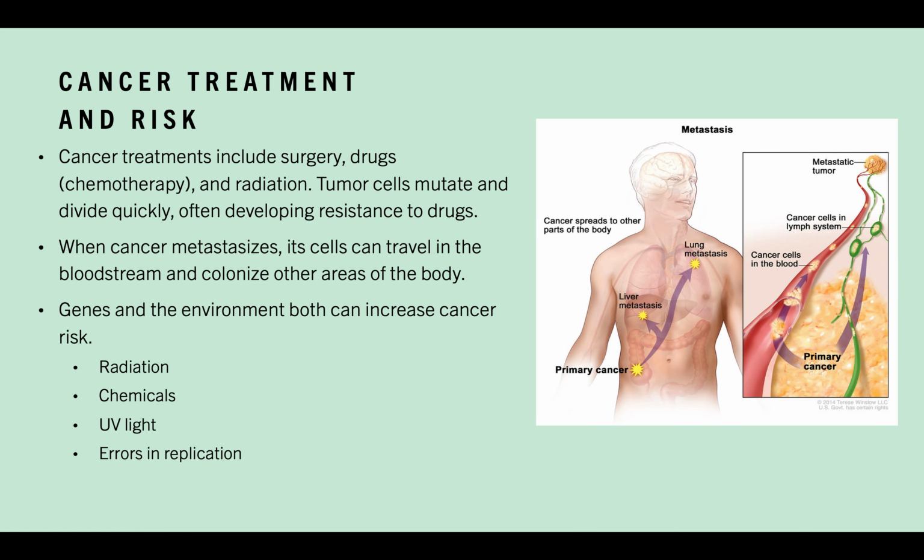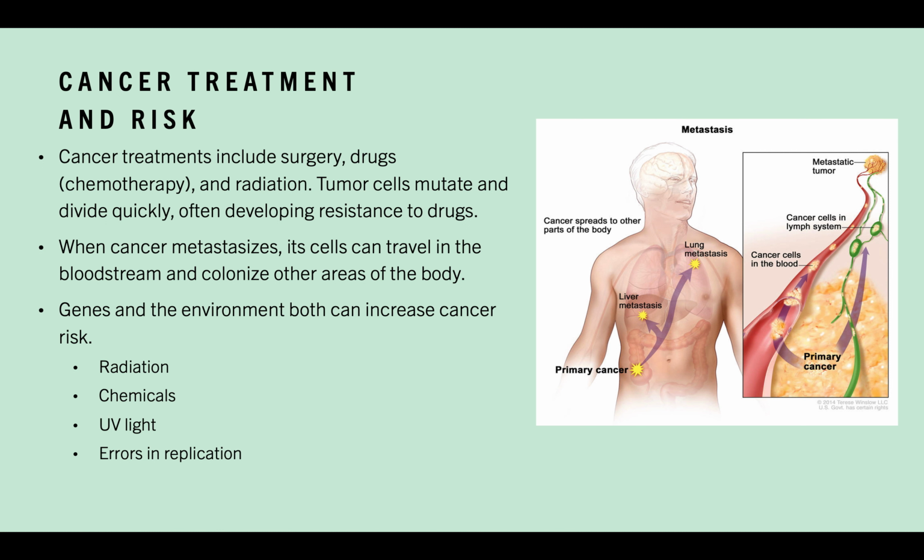Cancer treatment and risk is this slide here. Cancer treatments include things like surgery, drugs like chemotherapy, and radiation. Tumor cells mutate and divide very quickly, often developing a resistance to drugs. So normal drugs that we would use, cancers can form resistance to because of how quickly they're able to generate. When cancer metastasizes, its cells can travel in the body, through the bloodstream, and colonize in other areas of the body.